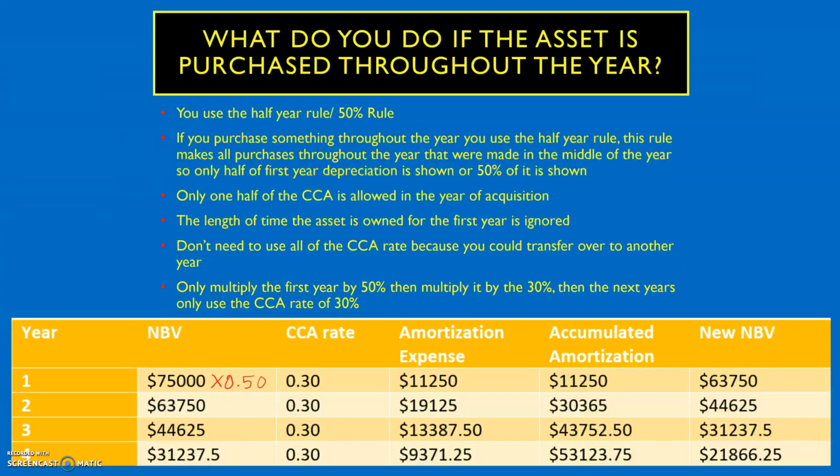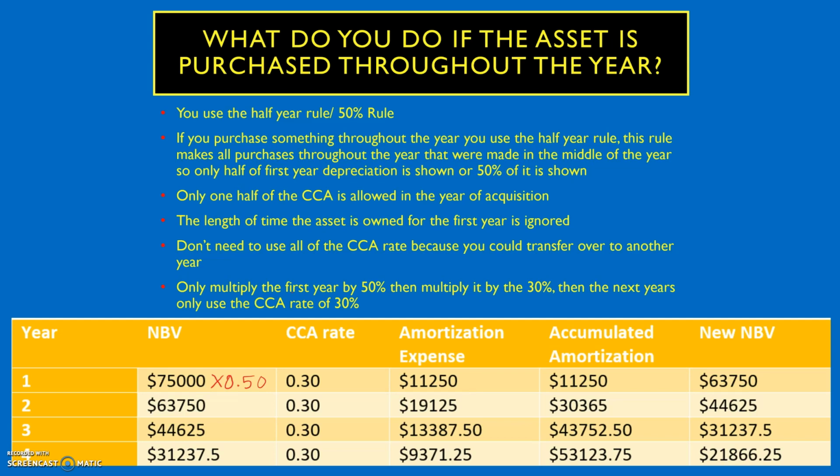So what do you do if the asset is purchased throughout the year? You use the half-year rule, or the 50% rule, and it doesn't necessarily have to be purchased halfway through the year. As long as it's not at the beginning of the fiscal period, you're allowed to use the 50% rule. This rule means only half of the first year's depreciation is shown. Only half of the CCA rate is allowed in the year of acquisition. The length of time the asset is owned in the first year is ignored.